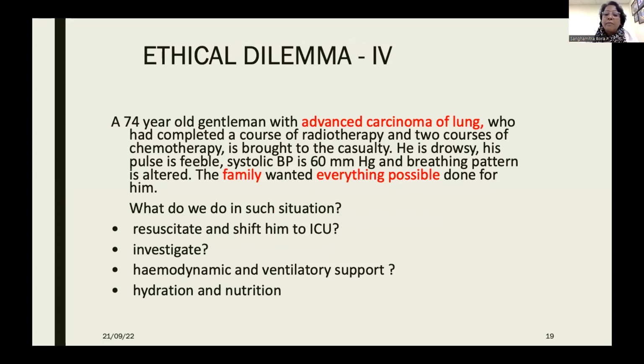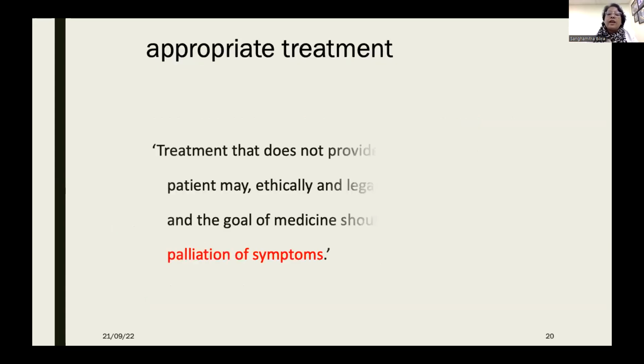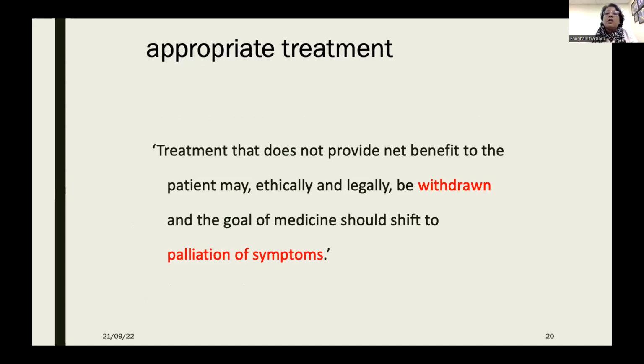Because this patient has an advanced carcinoma of the lung. He has already completed radiotherapy. He's already completed chemo. Now he's drowsy. Perhaps we have prognosticated that the patient is now going towards end of life and perhaps is going to die in maybe another 78 hours. So there's no point resuscitating him and sending him to the ICU, straining him, ventilating him. All these things would go in vain. So we need to find out the appropriate treatment for such patients.